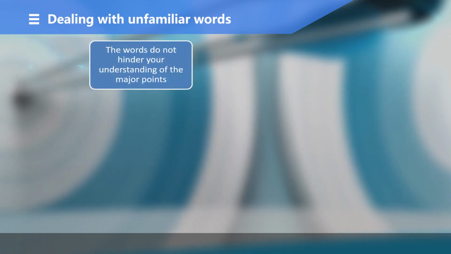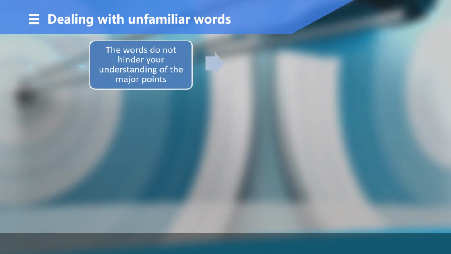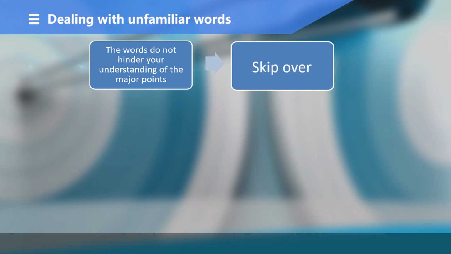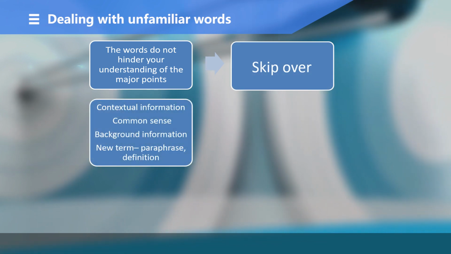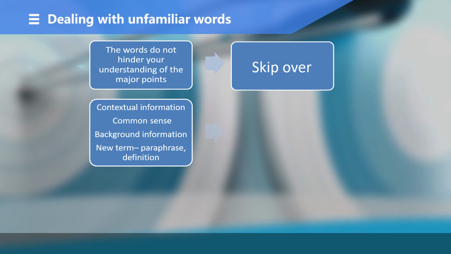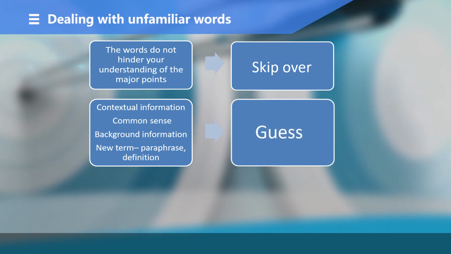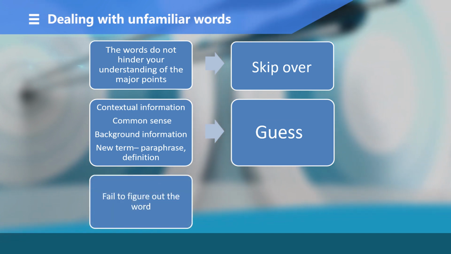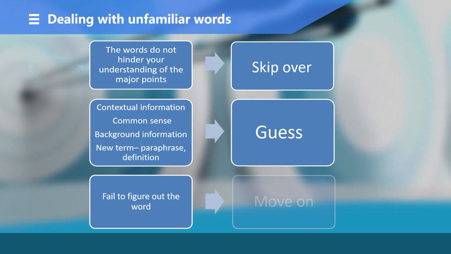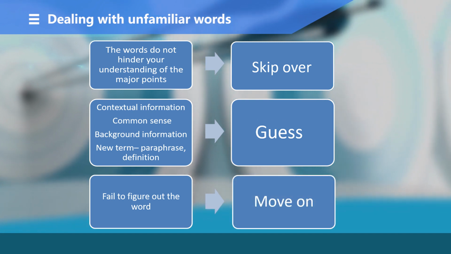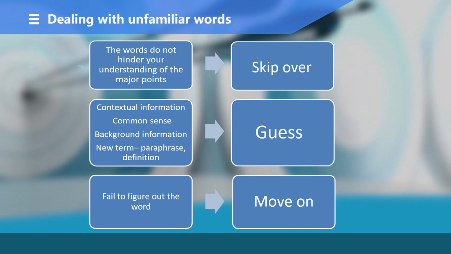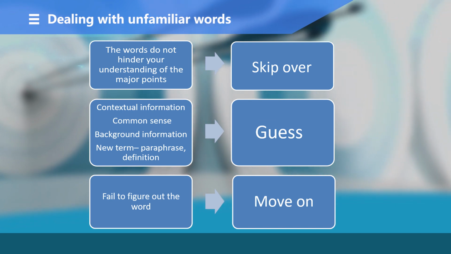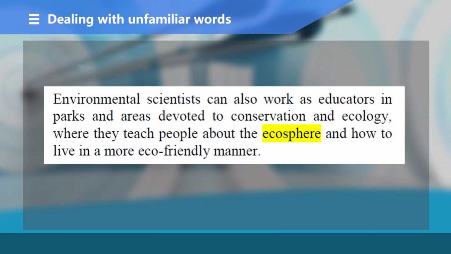1. If the words do not hinder your understanding of the major points, just skip them over. 2. Use contextual information, common sense, and the background information to guess the meaning of the word. Sometimes, the speaker might paraphrase it or give the definition to explain the new term. 3rd, if you fail to figure out the meaning of an important word, move on and listen attentively to the speaker. Never let any new word distract your attention from the talk. Let's listen to a record.